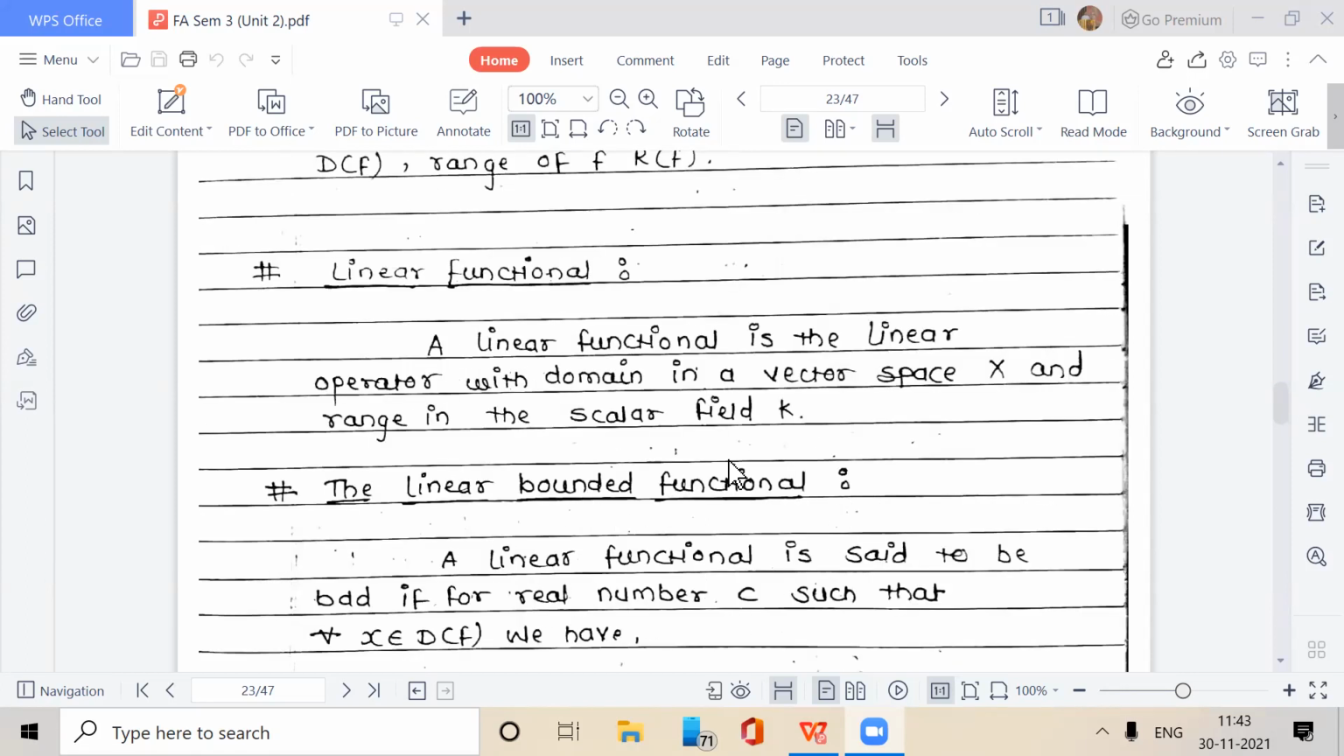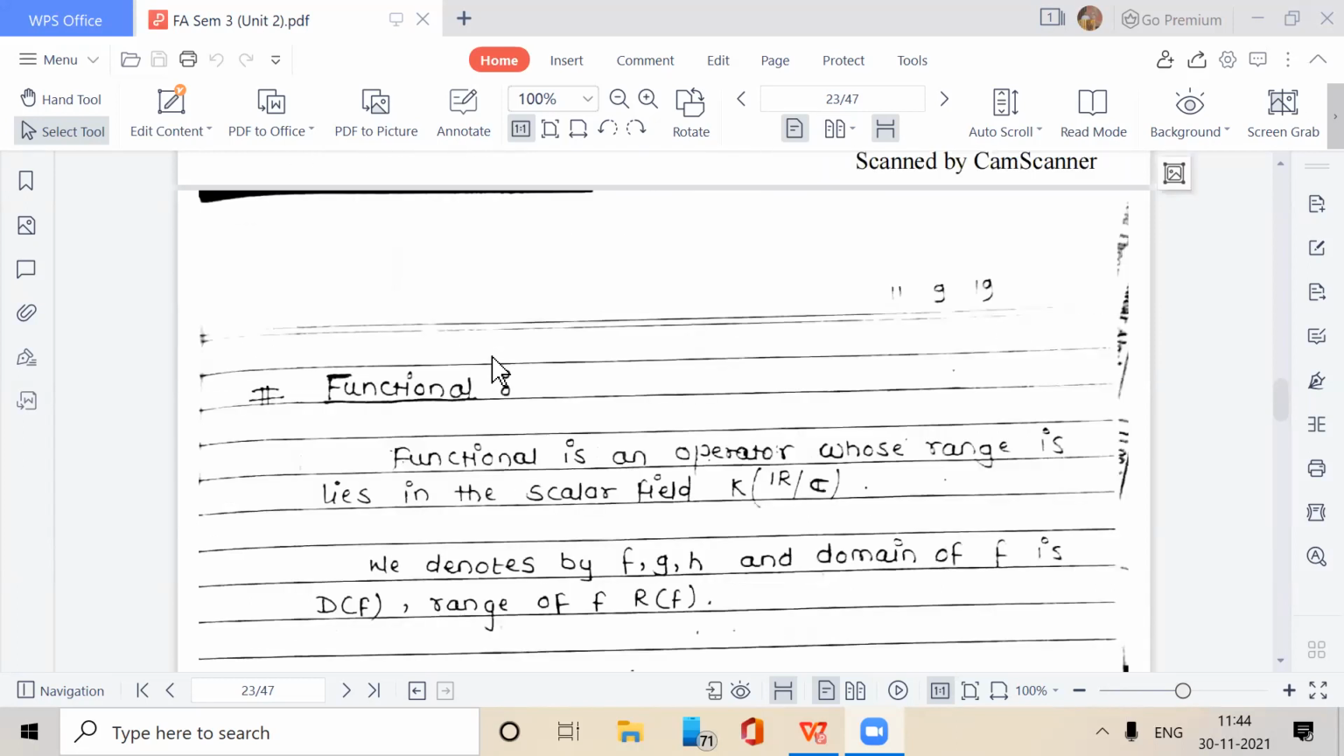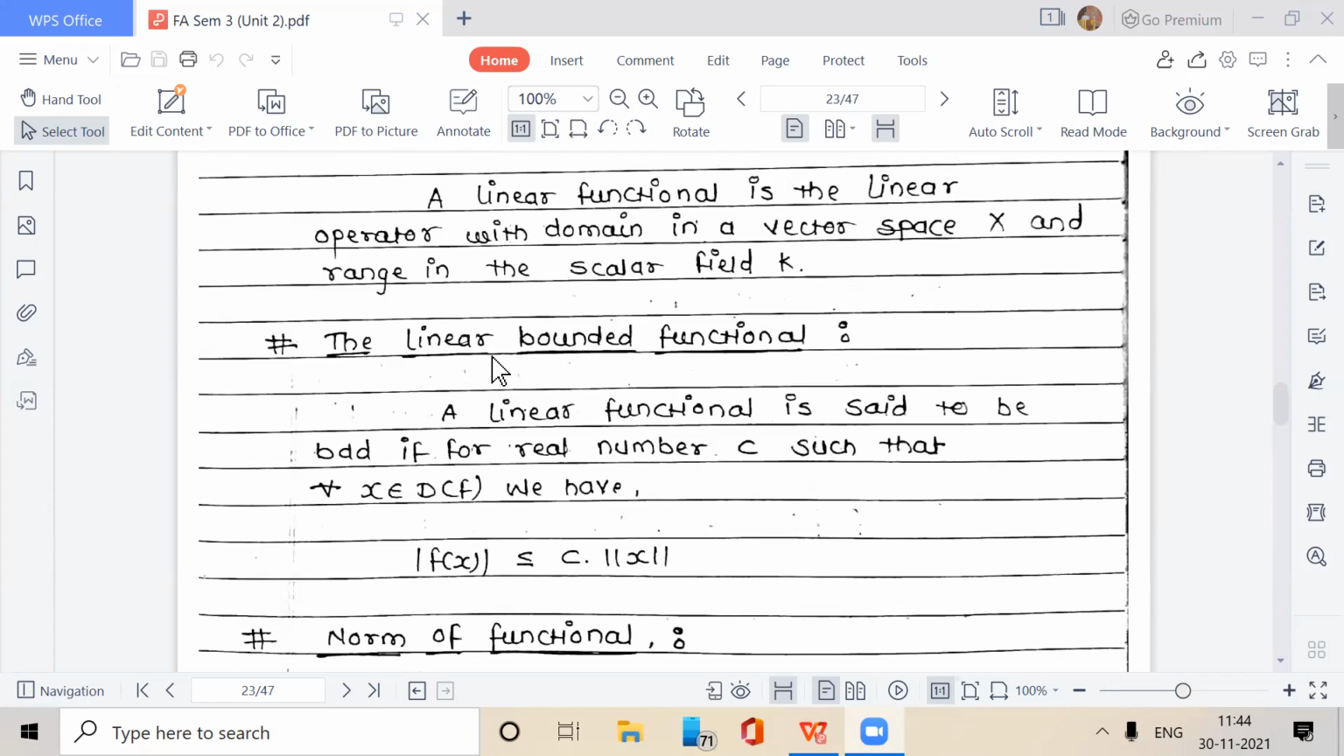The linear bounded functional. A linear functional is said to be bounded if there is a real number C such that for all x belonging to the domain of f, we have mod of f of x less than or equal to C times norm of x. As we know, the range of a functional lies in the scalar field K, and K is R or C, so we can use mod of f of x here, because R and C are finite dimensional. So we can write mod of f of x less than or equal to C times norm of x.